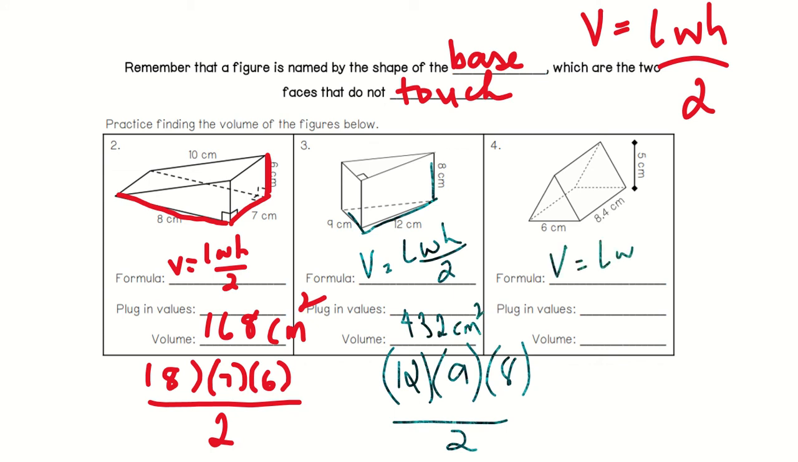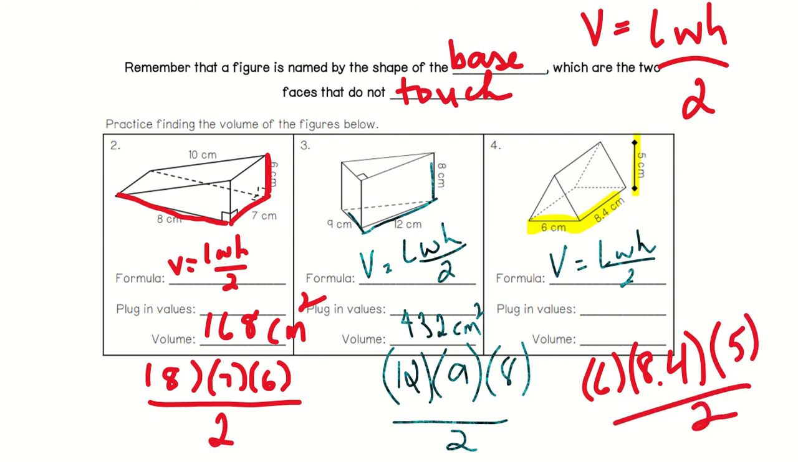Okay, and number 4. Volume equals length times width times height divided by 2. Again, we only have 3 numbers to work with. We don't even have to honestly take too close of a look. If they give us a 4th extra number, then we kind of have to pick and choose correctly. But when they just give us 3, this is honestly how simple it is. You just plug them in, divided by 2. Okay, so that's going to be 6 times 8.4 times 5 divided by 2. Don't forget the divided by 2 at the end. Answer is going to be 126 centimeters cubed.